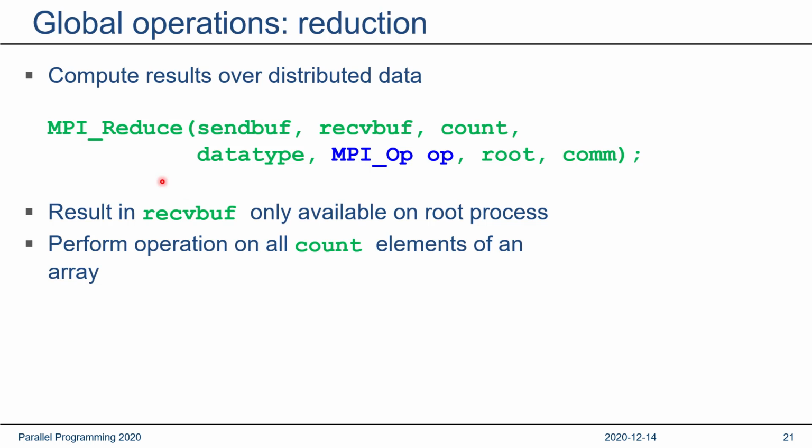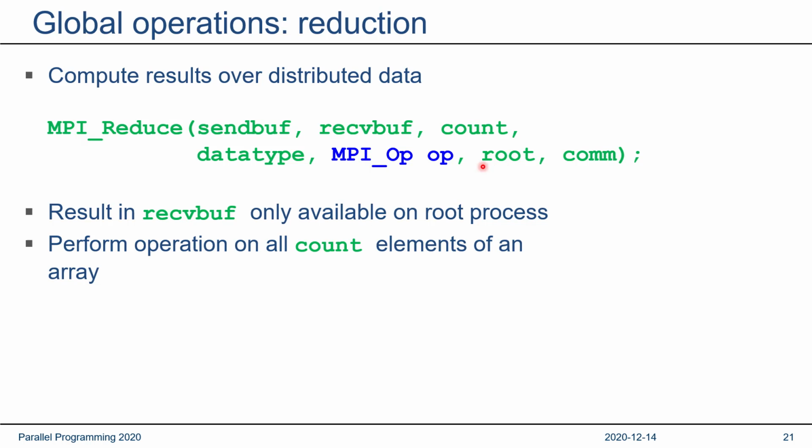So MPI Reduce needs a send buffer argument, which is relevant for all ranks, a receive buffer, which is only relevant on the root process, of course, a count, because you can do this reduction operation on arrays of data, a data type, and most importantly, an operator, which tells us what to do with the data, and a root where the result should be collected.